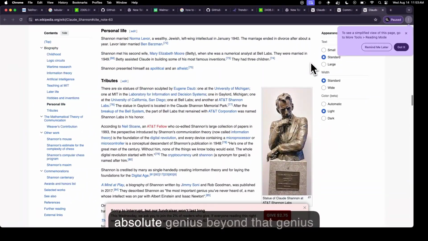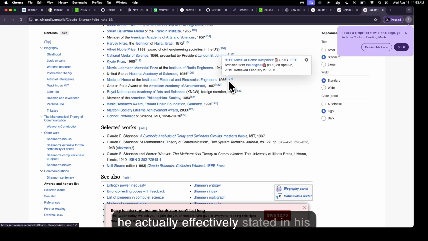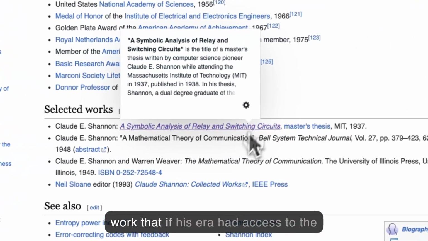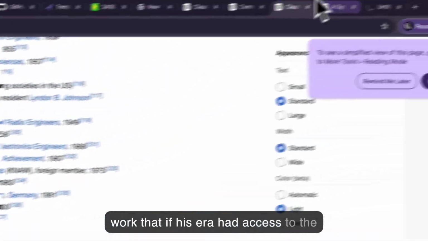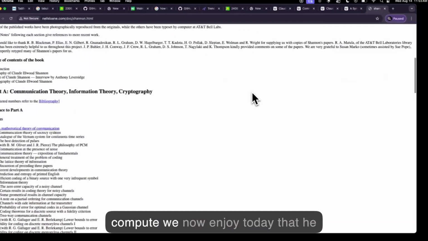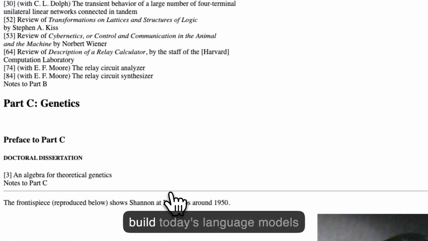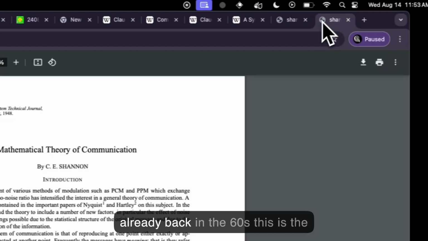Shannon was an absolute genius, beyond genius. He actually effectively stated in his work that if his era had access to the level of physical compute we now enjoy today, he would have effectively been able to build today's language models already back in the 60s.